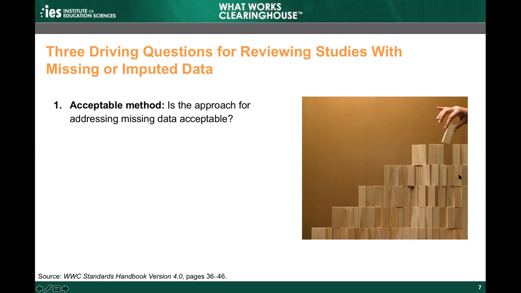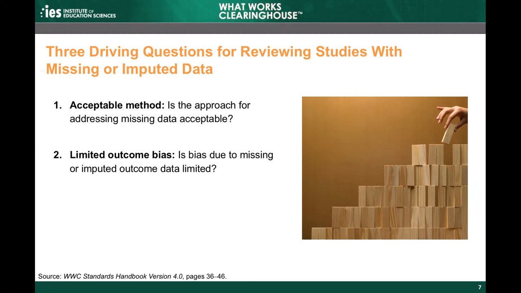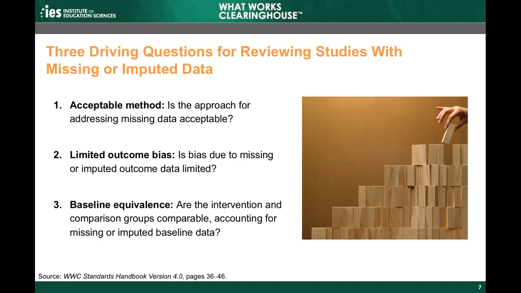So the first question is, is the approach for addressing missing data acceptable? The second driving question is, is bias due to missing or imputed outcome data limited? And the third question is, are the intervention and comparison groups comparable, accounting for missing or imputed baseline data? So the actual steps in the 4.0 standards handbook are going to help us answer these three overarching questions.